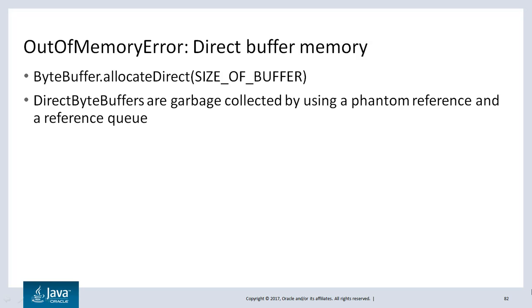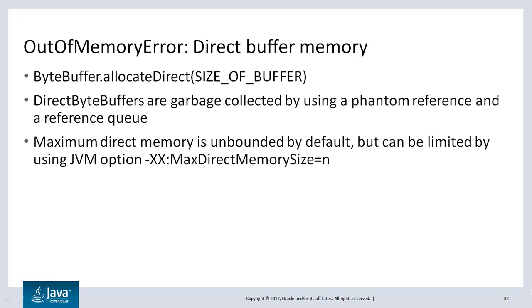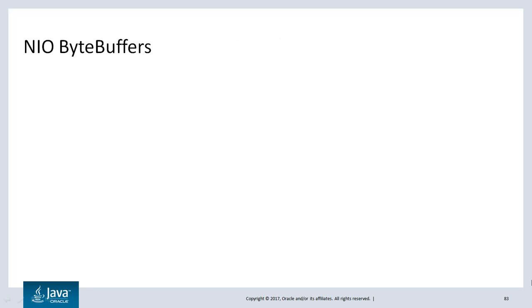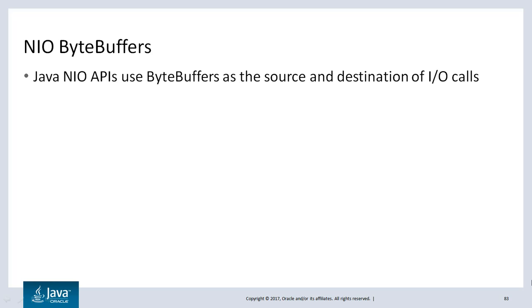Applications making intensive use of direct buffers may exhaust the native heap. So we have to be careful while using direct buffers in our applications. The maximum direct memory is unlimited by default, but it can be limited with the JVM option MaxDirectMemorySize. The Java NIO APIs use byte buffers as the source and destination of native IO calls.